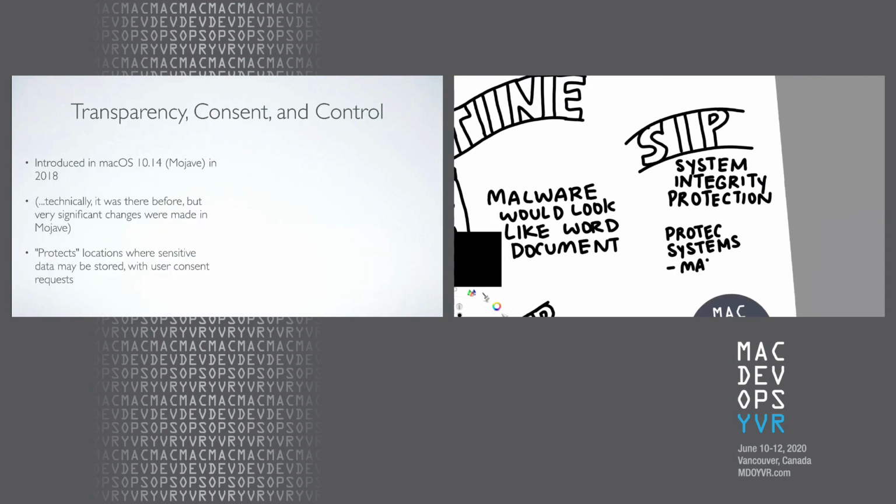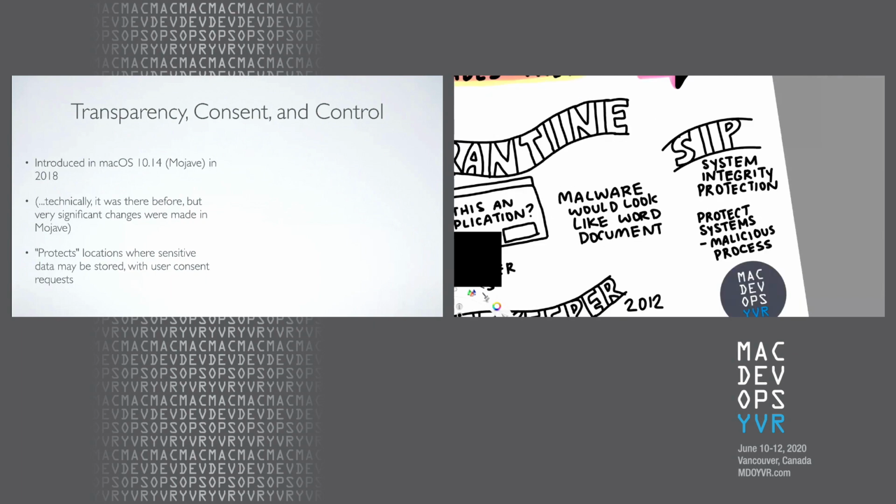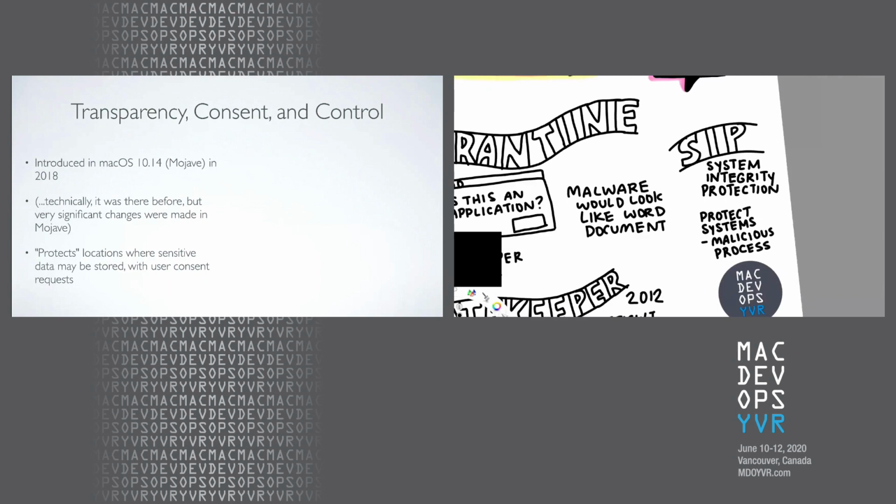Then I say here that transparency, consent, and control was introduced in Mojave in 2018. Technically, that's not true. It has been there for a while. It's just that it wasn't very obvious. It wasn't particularly evident before Mojave. In Mojave, it started controlling access to a number of different things, mostly locations on the system.